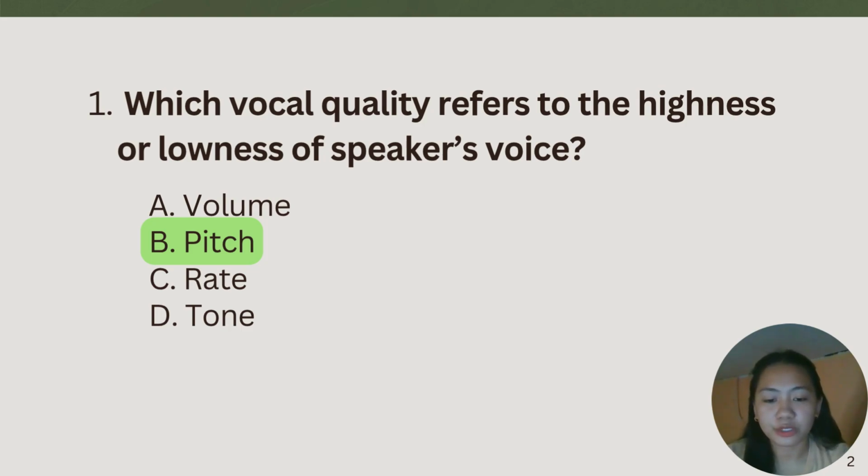So why are the other options incorrect? Letter A, volume, refers to the loudness and softness of the voice. Letter C, rate, refers to the speed at which someone speaks. Rate is about how fast or slow the speaker's voice is. Letter D, tone, refers to the emotional quality or attitude expressed in the voice.